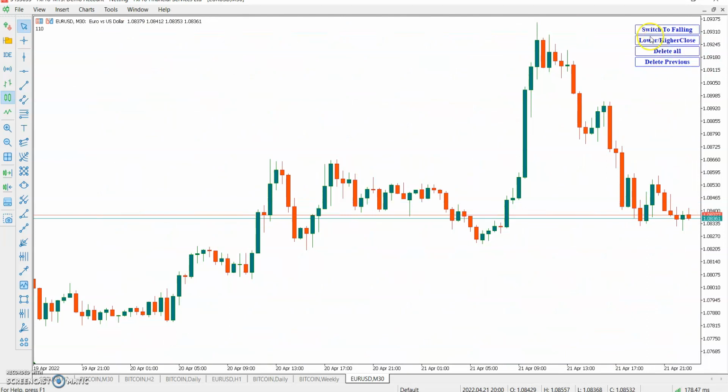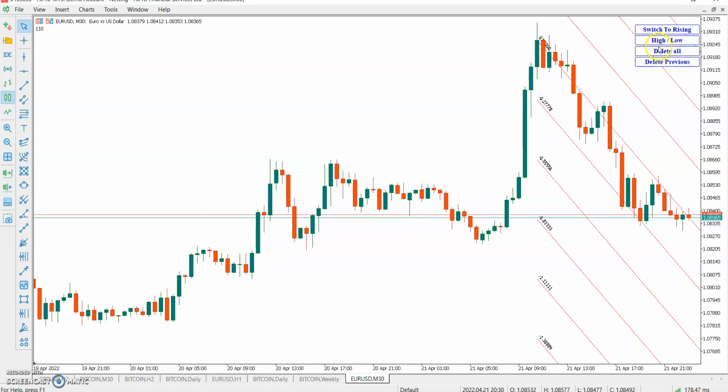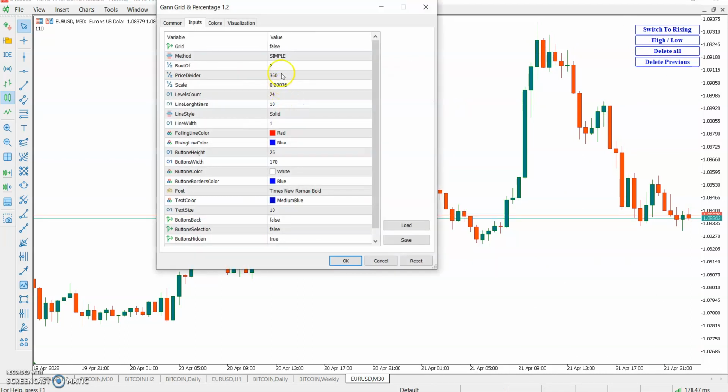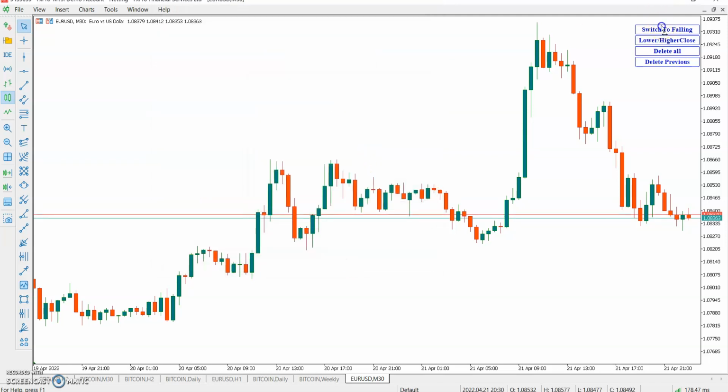I added one button and one function: lower close and higher close. If you press that one, it switches between high-low and falling. Here are the default parameters, grid or scale. Suppose we need a percentage, just close to zero, switch to fall, and it comes.